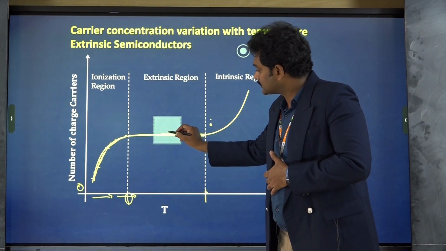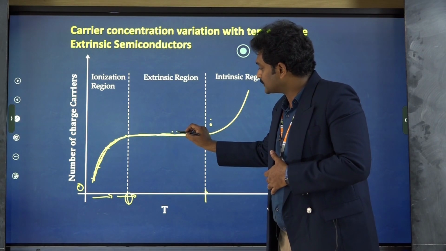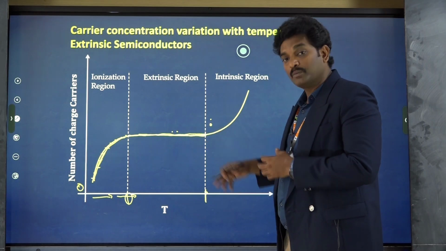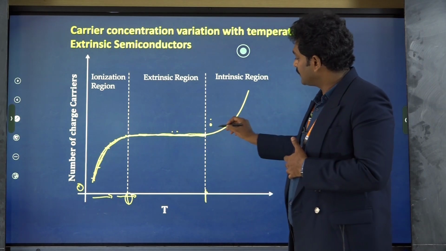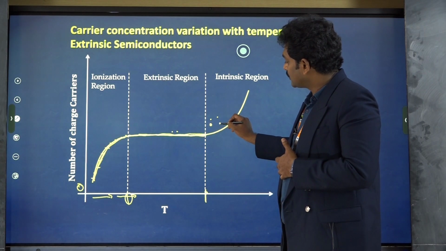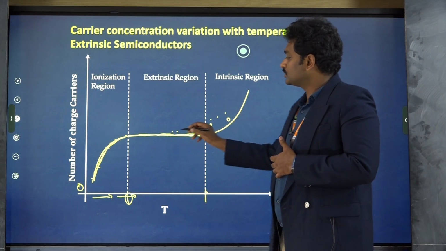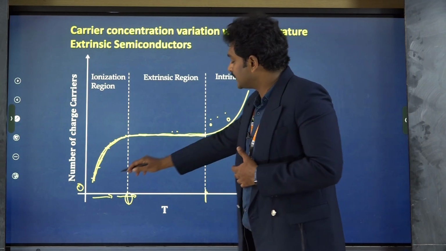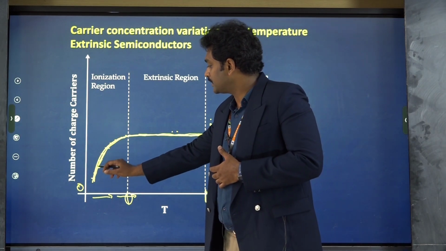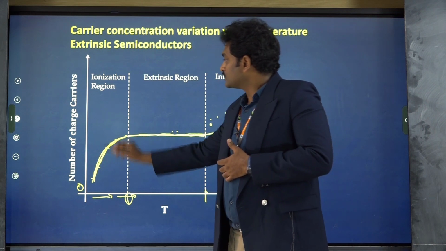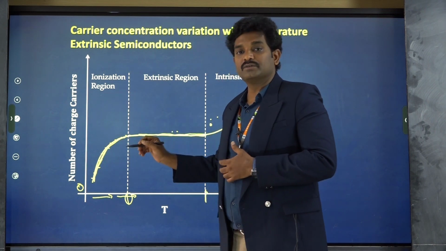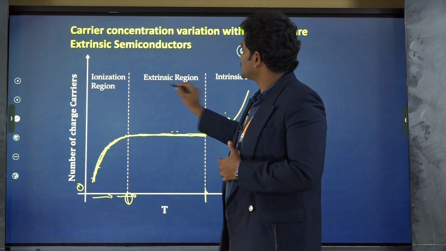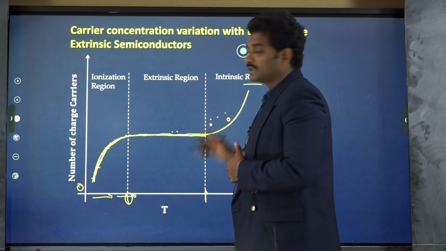Till here only electrons. Only electrons here till here. Whereas from here the bonds will also start breaking up. Then you have electron hole pairs being produced here. So the trace of the number of electrons will look like this. So this region is called the ionization region. And this region is called the extrinsic region, and this region is called the intrinsic region.